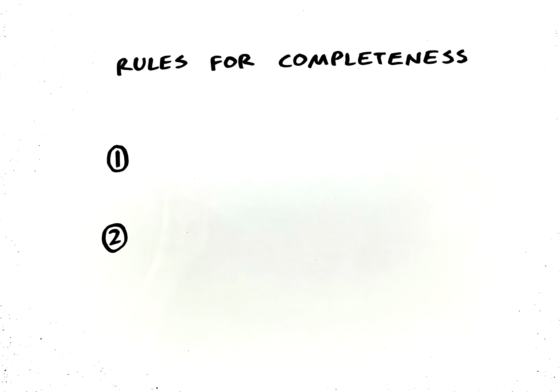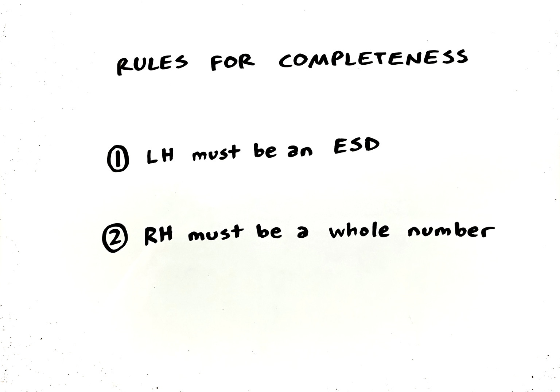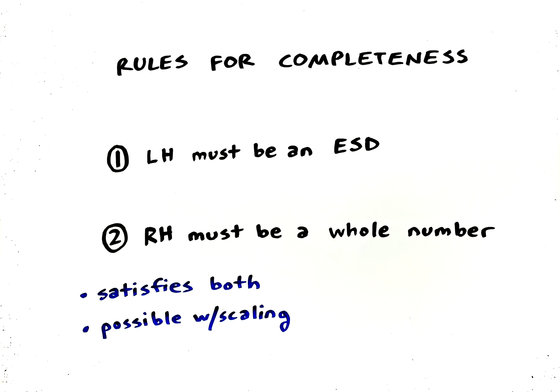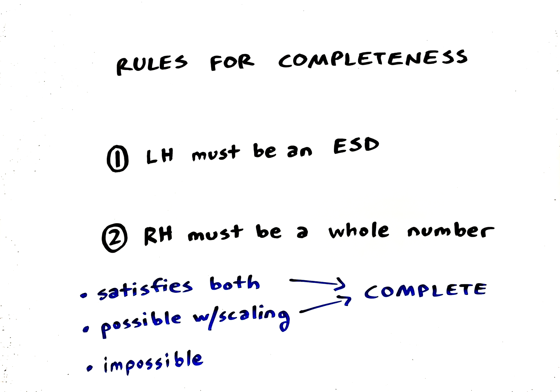There are 2 rules for a tuplet to have completeness. Rule 1. The left-hand number must be an ESD. Rule 2. The right-hand number must be a whole number. If a tuplet satisfies both rules, or it is possible to satisfy them using scaling, then the tuplet is considered complete. If it is impossible to satisfy both rules, even using scaling, then the tuplet is considered incomplete.